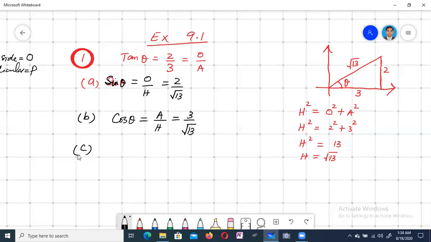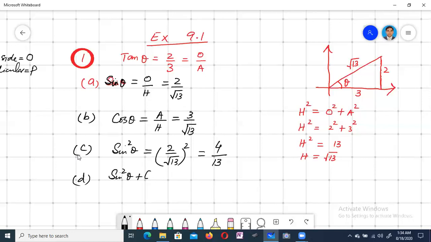Part C, that is sine square of theta. Sine theta we have already taken, that is 2 divided by square root of 13. Then the square will be on it. 2 square is 4, and on 13 the square root cancels with the square. This will be 4 divided by 13. In part D, sine square theta plus cos square theta.